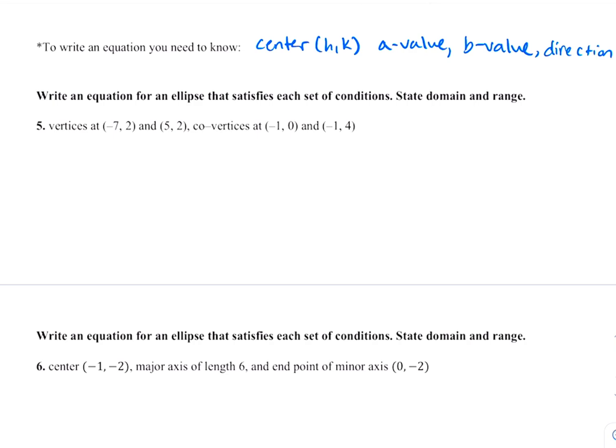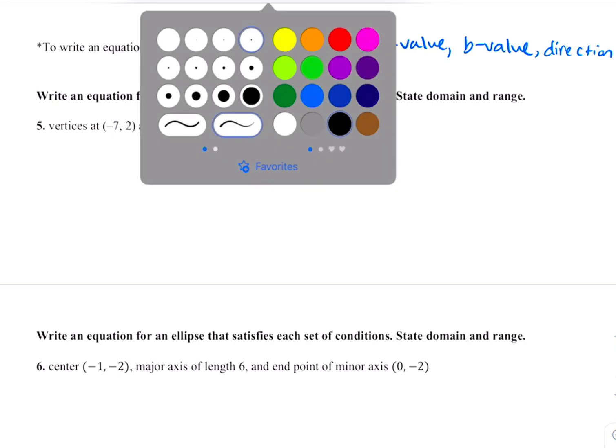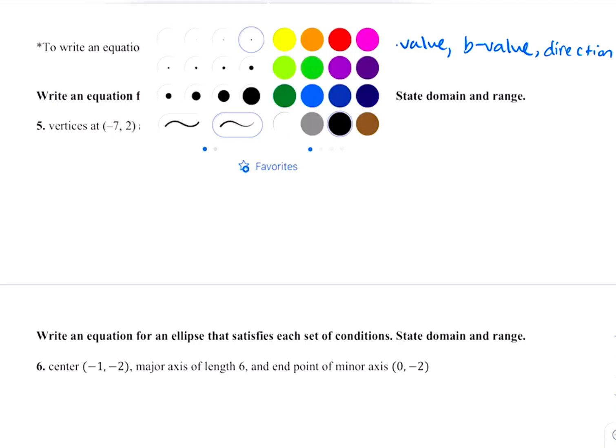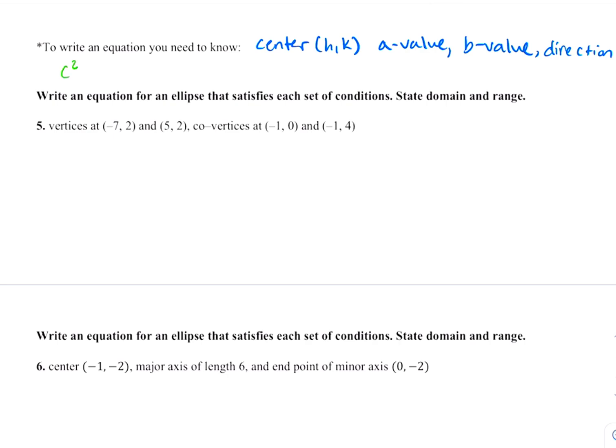Similar to circles and parabolas, we are going to do a rough sketch of the given information, and then from there we will figure out the center, a and b value, and the direction. And keep in mind, to find the a or b value, we might have to use the equation c squared equals a squared minus b squared. It's just going to depend on the information that we are given.